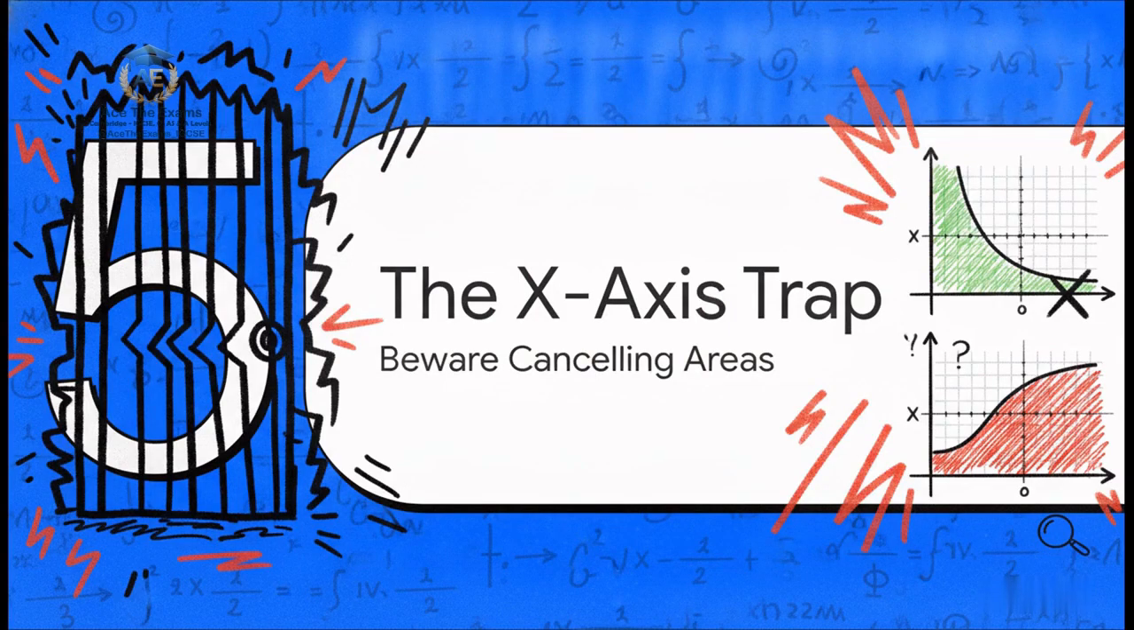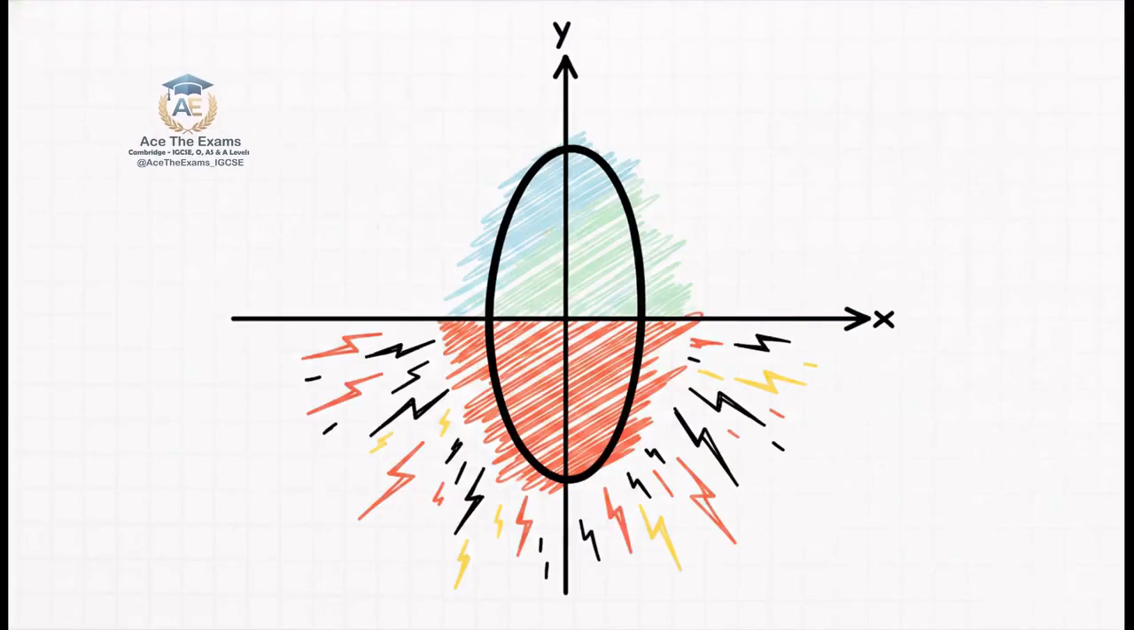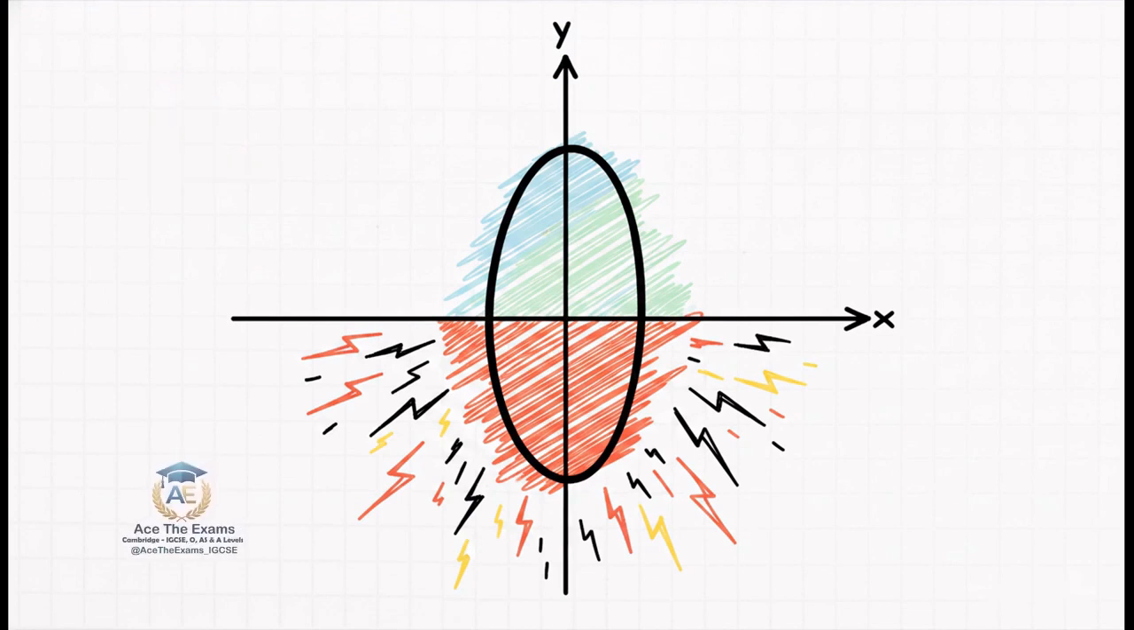The x-axis trap. Beware the canceling areas. Okay, pay attention because we need to talk about a classic examiner trap that catches thousands of students off guard every single year. When you use an integral to calculate an area that sits entirely below the x-axis, the mathematical result is going to be a negative number. Now, practically, an area can't be negative, right? A physical space is a physical space.